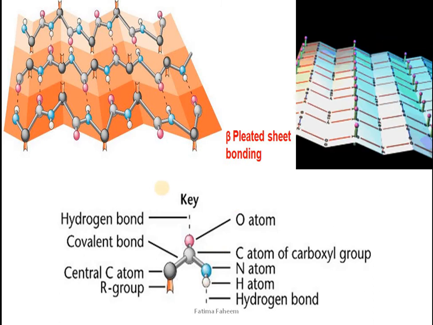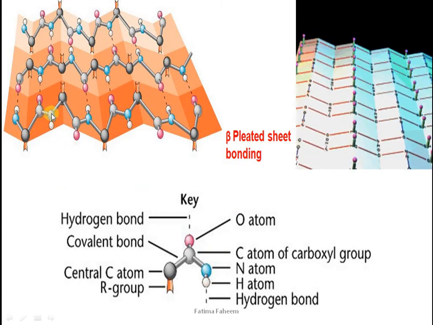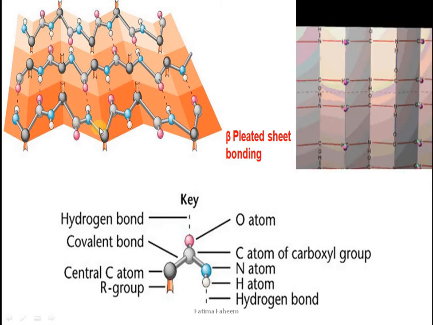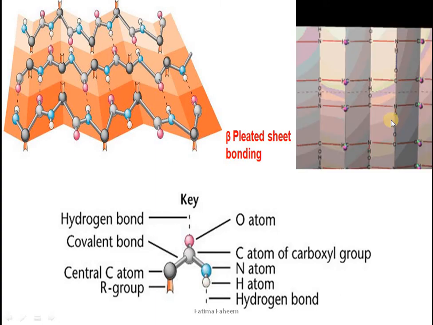This is the structure of the beta pleated sheet, which is another form in which the polypeptide chains can coil upon themselves. These are also shown in animation here.